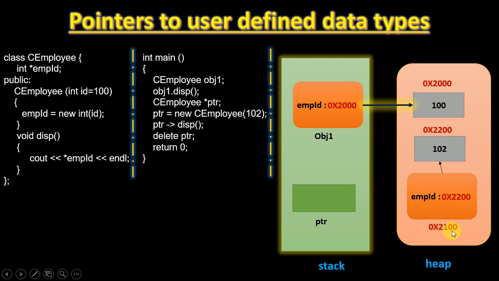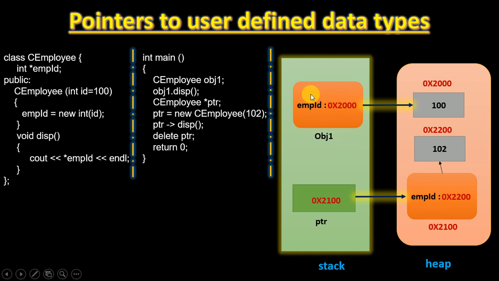Now this 0x2100 value will be given to this pointer. Now this is a pointer which is holding two objects. How many objects have we created? Totally two objects. One object is created in the stack segment and another object is created in the heap segment.